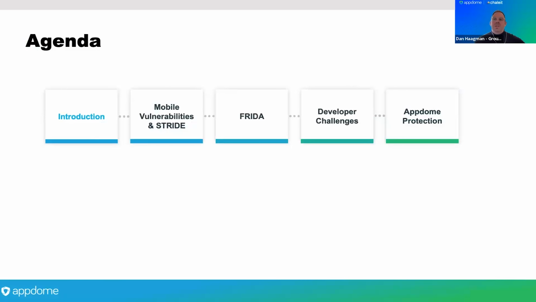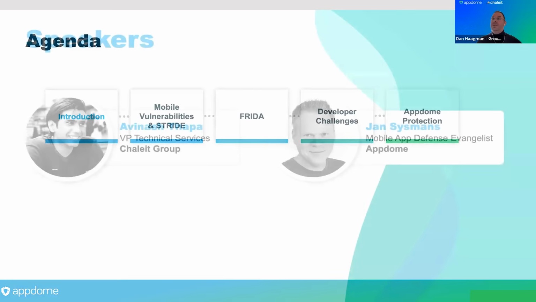So let's look at the agenda very briefly. We'll introduce you to the subject. We'll look at various mobile vulnerabilities. We're just going to signpost Stride here for you, but I think that's one that really needs to be researched offline. Frida, and very importantly here, developer challenges, something we really want to call out on, Avinash. I know that's a big subject close to your heart as well. And then looking at some mitigations.